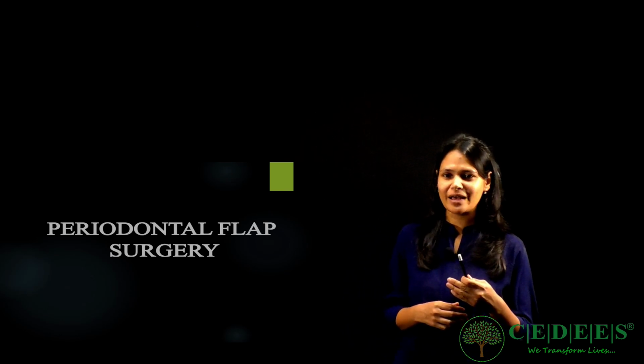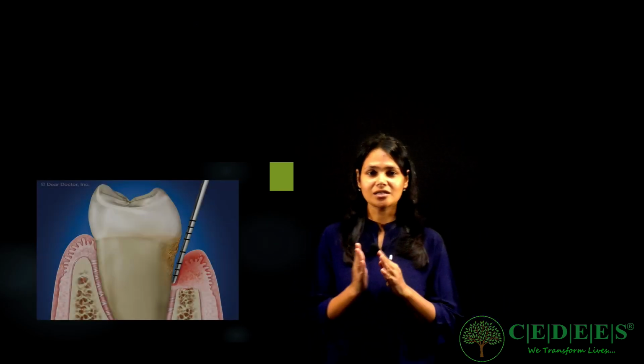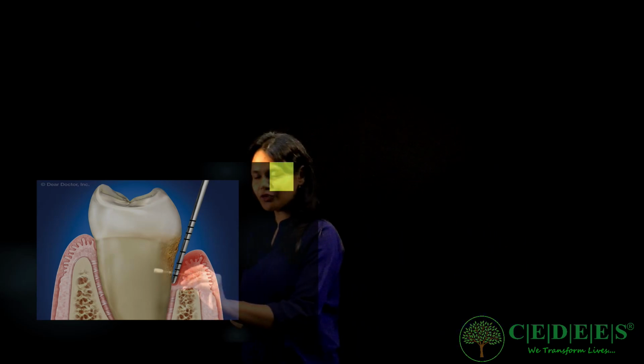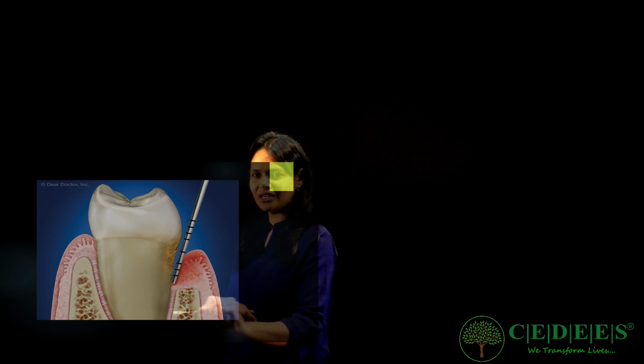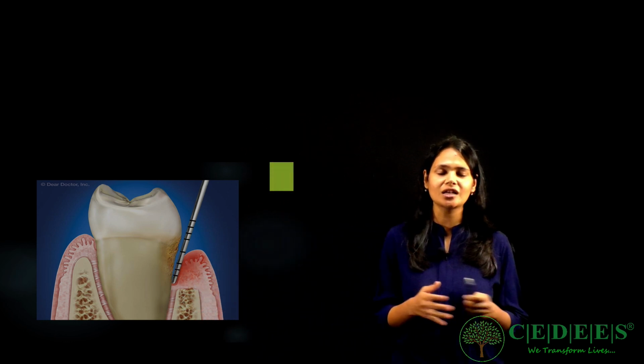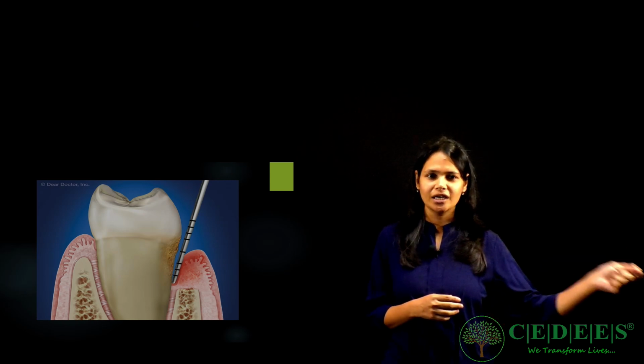So what is periodontal flap surgery? It's elevation of soft tissues. That's the soft tissue part which is elevated is called the flap. For example, if you can see in this picture over here, there is a pocket. Anything more than 4 mm, the normal depth of the gingival sulcus is 2 to 3 mm. So anything more than 3 mm, 4 or more is a pocket.